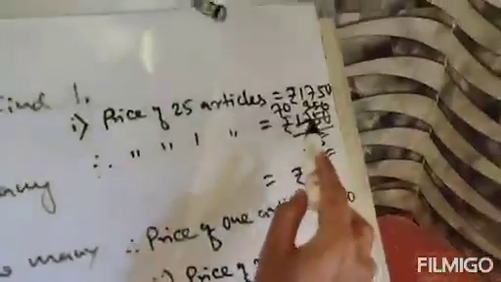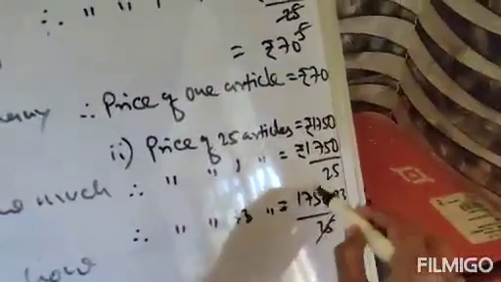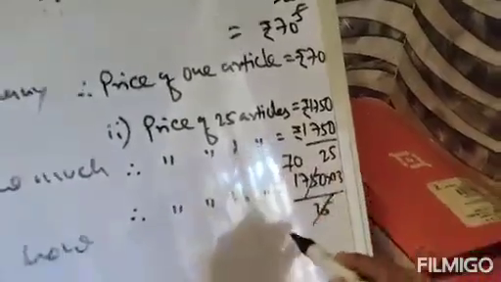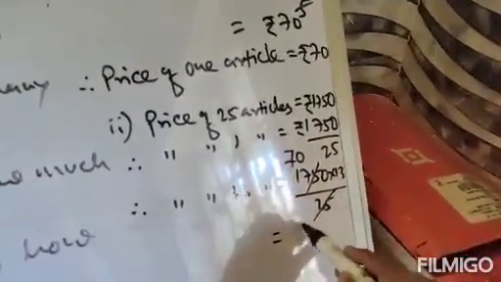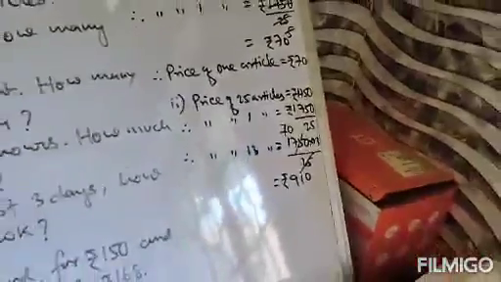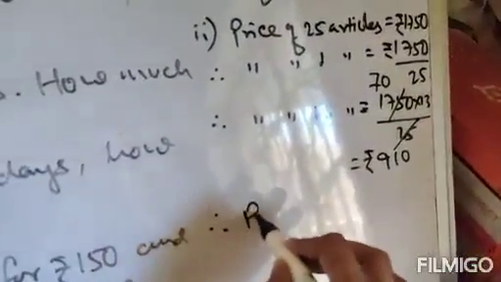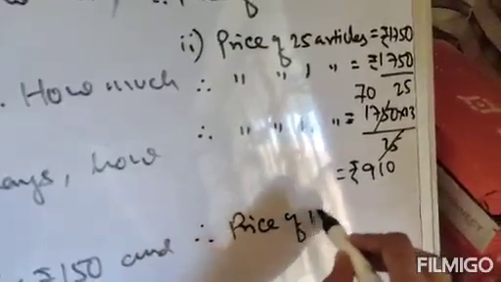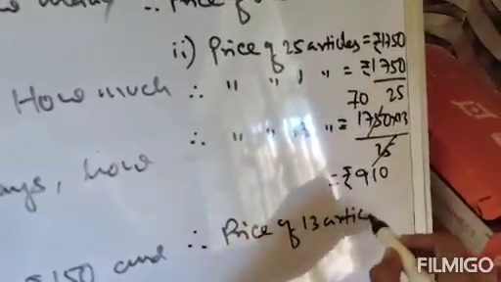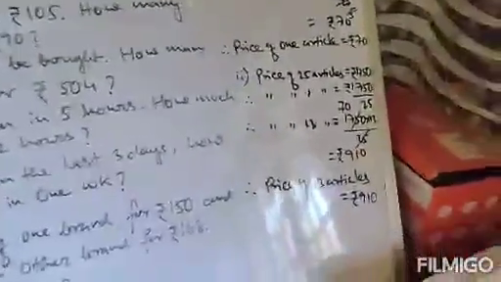Now see, 1750 divided by 25 gives you 70. That means if you reduce directly, it will give you 70. Then 70 into 13, that means 910. Clear? Therefore price of 13 articles is rupees 910. Therefore just write price of 13 articles equal to rupees 910. That is your answer. That is the process of unitary method.